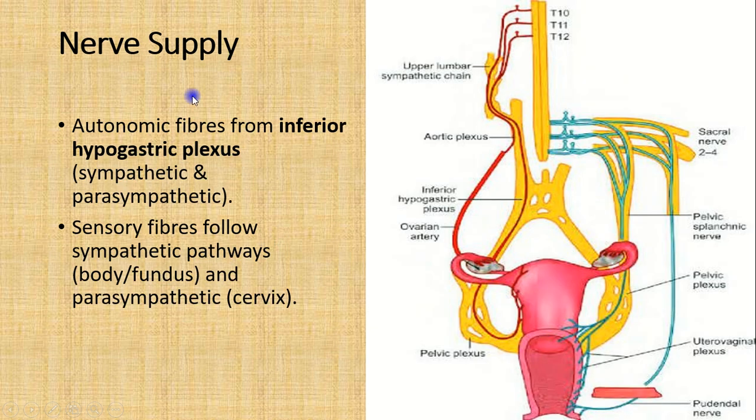So what is the nerve supply to the uterus? The uterus is supplied by autonomic fibers from the inferior hypogastric plexus. That's the sympathetic and parasympathetic supply. So this is the inferior hypogastric plexus giving sympathetic and parasympathetic supply to the uterus. We have sensory fibers that follow the sympathetic pathway to supply the body slash fundus, and parasympathetic to the cervix.